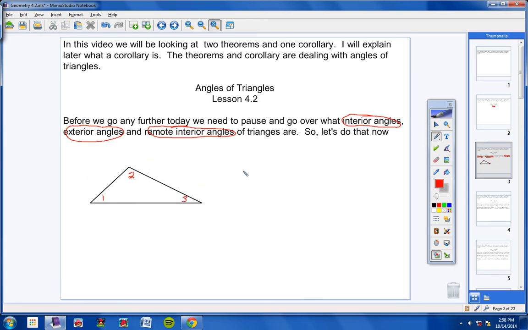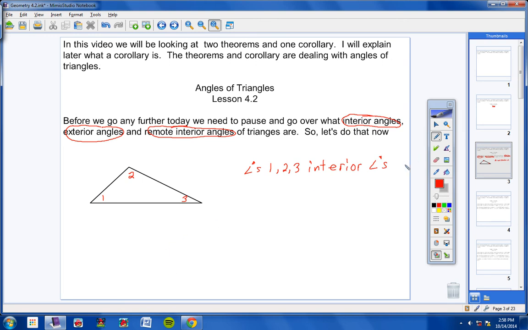First of all, write this down, please. Angles 1, 2, and 3 are called interior angles of a triangle. Isn't that easy? Interior means on the inside, and those three angles are on the inside, correct? That's really simple, guys. So angles 1, 2, and 3 are called interior angles of a triangle. Please make note of that.